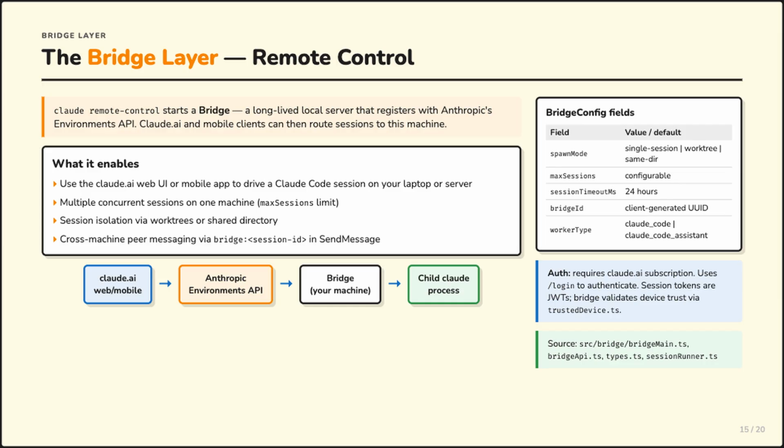The bridge layer is what powers remote control, the ability to use Claude.ai or your phone to drive a Claude Code session running on your laptop or server. Run Claude Remote Control to start a bridge. It registers a persistent environment with Anthropic's Environments API, then polls for work items. When a work item arrives, meaning someone started a session from Claude.ai, the bridge decodes a signed JWT called a work secret, forks a child Claude process, and connects it to the session ingress.